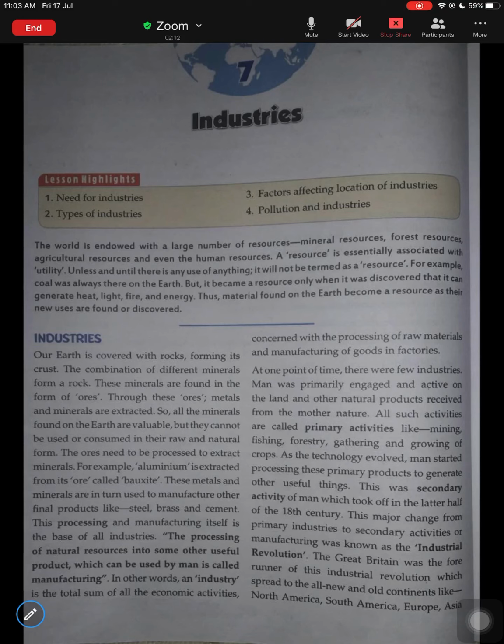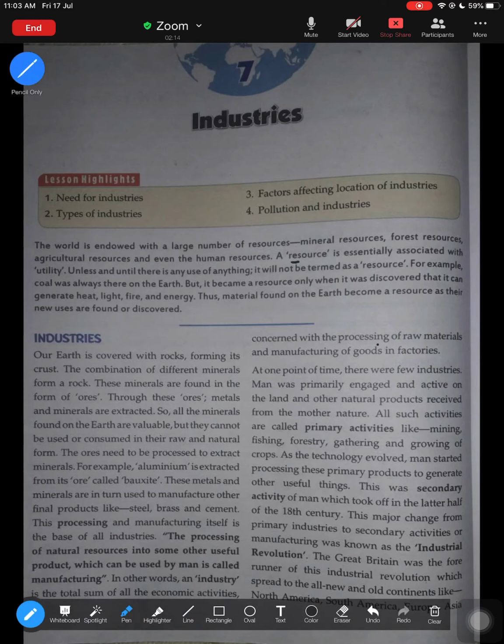The first term is a resource. Now, what is a resource? In this paragraph, we're learning about what a resource is. As we all know, the world is endowed with a large number of resources like mineral resources, forest resources, agricultural resources, and we even have human resources like doctors, engineers, teachers, nurses, lawyers. These are all different human resources that we have. But what exactly is a resource?